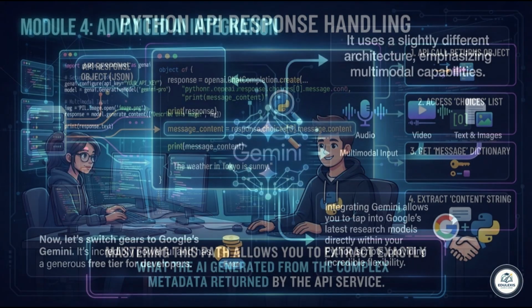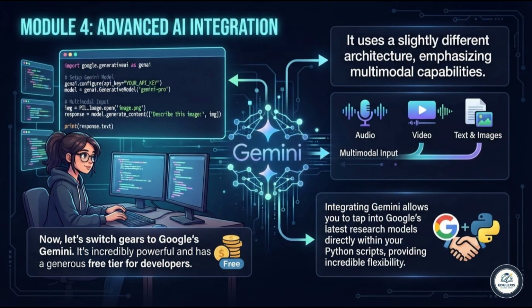Now, let's switch gears to Google's Gemini. It's incredibly powerful and has a generous free tier for developers. It uses a slightly different architecture, emphasizing multimodal capabilities. Integrating Gemini allows you to tap into Google's latest research models directly within your Python scripts, providing incredible flexibility.